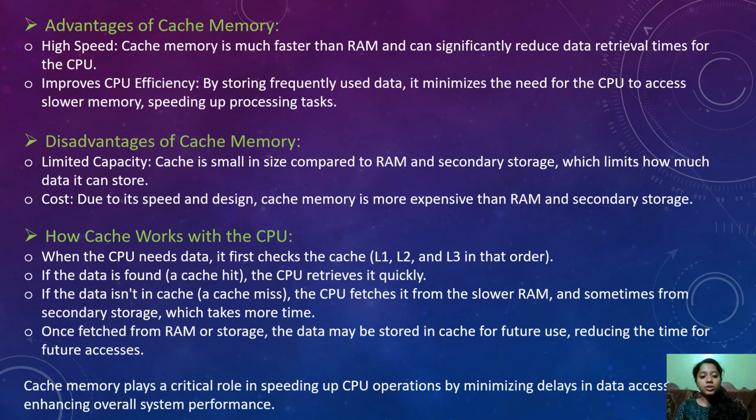Now let us know about how cache works with the CPU. When the CPU needs data, it first checks the cache. If the data is found, the CPU retrieves it quickly. If the data is not in the cache, then the CPU fetches it from the slower RAM and sometimes from secondary storage, which takes more time. Once fetched from RAM or storage, the data may be stored in cache for future use, reducing the time for future access. Cache memory plays a critical role in speeding up CPU operations by minimizing delays in data access, enhancing overall system performance.